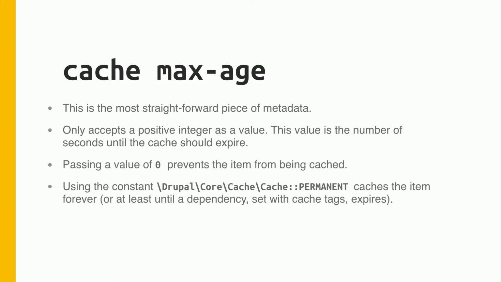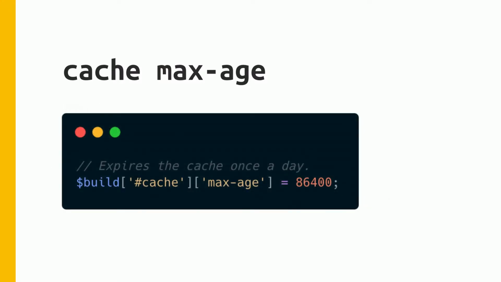Alternatively, there is a constant in Drupal that basically says this item should always be cached, or at least until one of its dependencies has changed and makes it stale. That last one is the default setting for, I believe, most things in Drupal. Setting this in a render array is just as simple as that one line. If we wanted something to clear once a day, we'd set it to, what is that, 86,400 seconds.